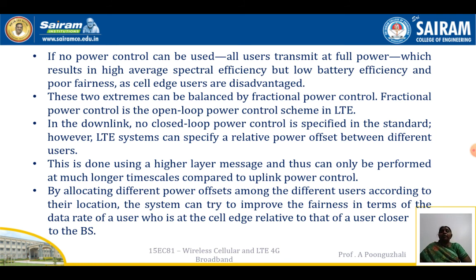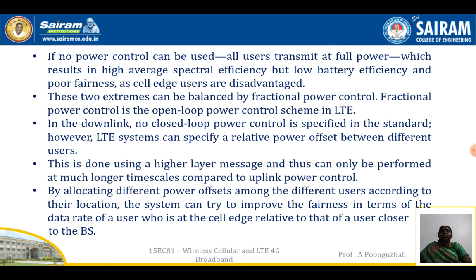Suppose no power control is used, all users transmit at full power, and the result is high spectral efficiency. But the battery efficiency is reduced, and the cell edge users are in the most disadvantaged position. So in order to manage this, we use a balanced fractional power control. Fractional power control is used in the open loop power control scheme.